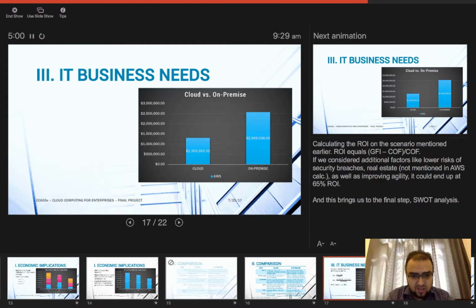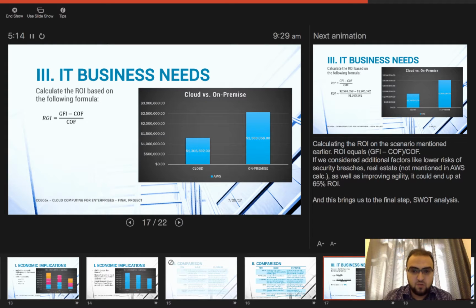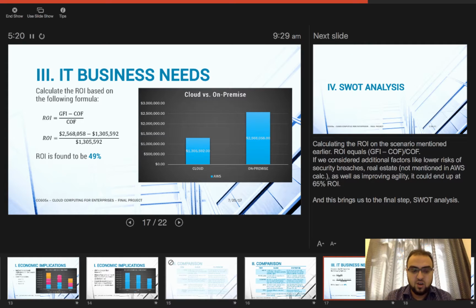So, calculating the IT business needs. On AWS, I've compared the cloud versus the on-premise, if I go with cloud and if I go on-premise, using the Amazon Calculator. And the ROI was based on the function of gain from investment minus cost of investment, divided by the cost of investment. From this graph, we see that the ROI is found to be almost 49%.